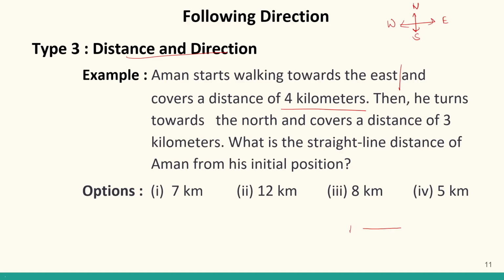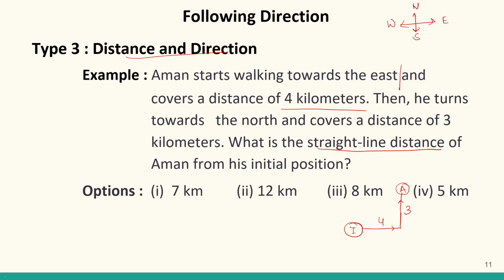So let's say this is the starting point for Aman. He walks for 4 kilometers and stops in east. He is going this direction. Then he turns towards the north. So if he turns towards the north, he'll go this direction, right? He'll go upwards and covers a distance of 3 kilometers. So he walks and covers a distance of 3 kilometers and then he stops. What is the straight line distance of Aman from his initial position? So Aman is here now, and this was the initial position.